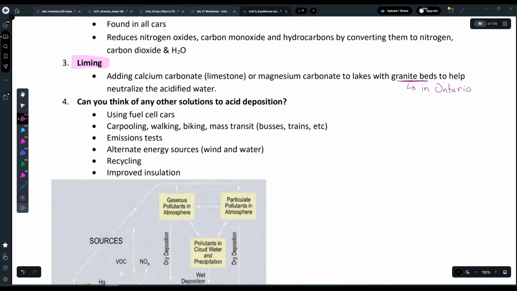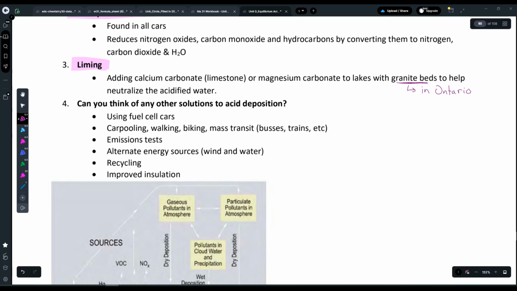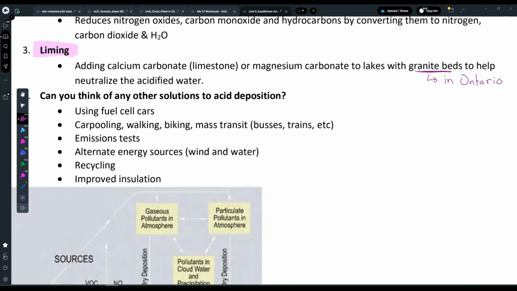Using emission tests, so basically that is having your vehicle tested so that it complies with environmental laws, so that it's not producing an excess amount of emissions, which contributes to acid deposition. You can have alternate energy sources. So that means you could use wind energy from wind farms instead of getting energy from coal-burning power plants. So that eliminates the emissions there.